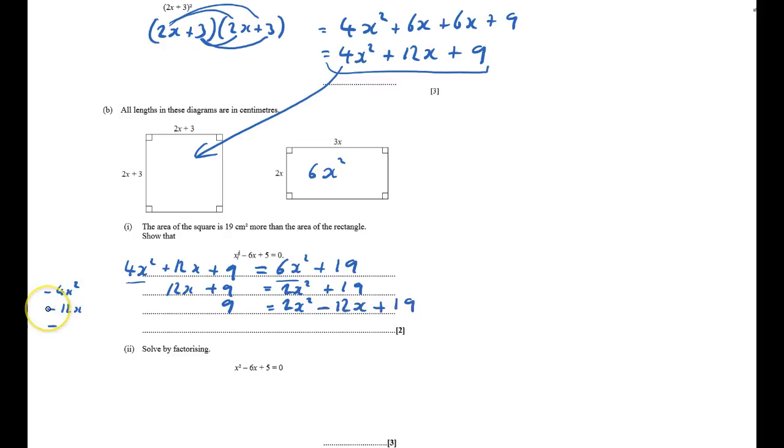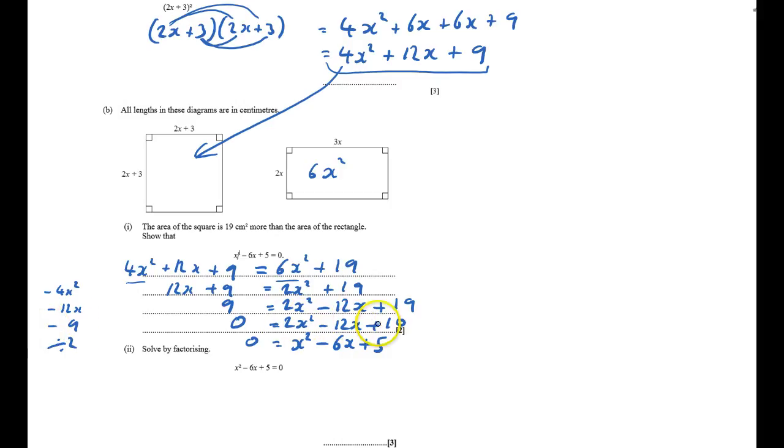And finally, I need to take away 9 from both sides to get 0 equals 2x squared, take away 12x, taking away 9 from both sides, just add 10. That's not quite what it's got here, because it's only got 1x squared and I've got 2x squared. So what I need to do now is divide both sides by 2, and that will say that 0 equals 1x squared minus 6x plus 5, and that is what it wanted.